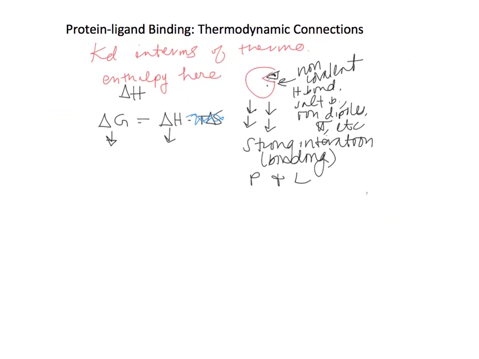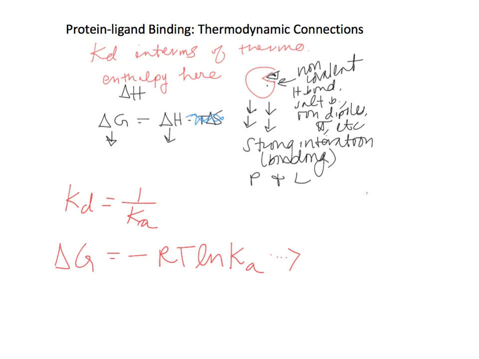Mathematically, we can prove this to ourselves. So KD is the inverse of KA. Remember, these Ks are capital Ks. And there's this nifty equation, delta G equals negative RT ln KA. When we consider KD as an inverse here, this gets manipulated to delta G equals RT ln KD, so we lost the negative sign.